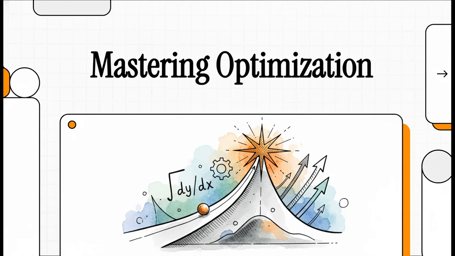You know, have you ever wondered what's the most efficient way to build something? Or how a company can get the most profit with, say, limited resources? Well, these aren't just business school questions, they're actually math problems. And today, we're going to dive into the powerful calculus tool that's designed to find the absolute best answer to questions like these. It's called optimization.